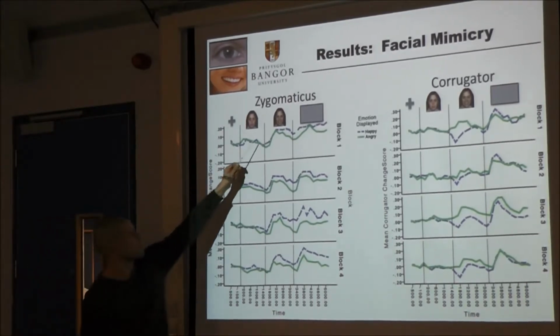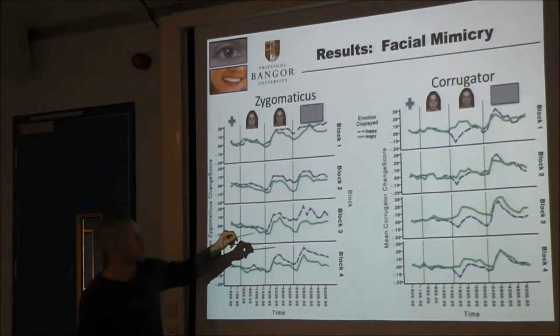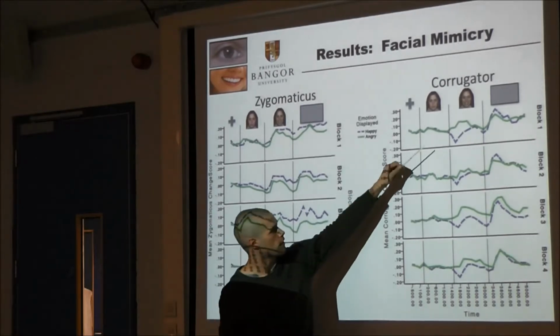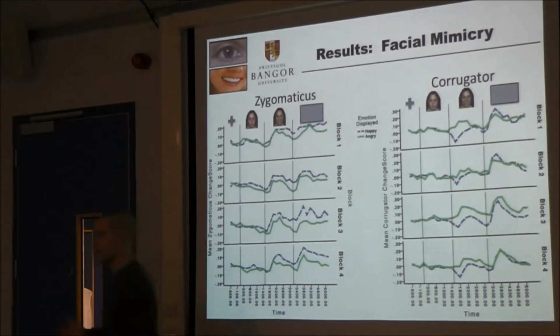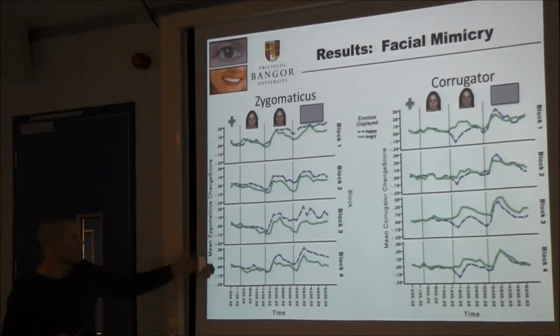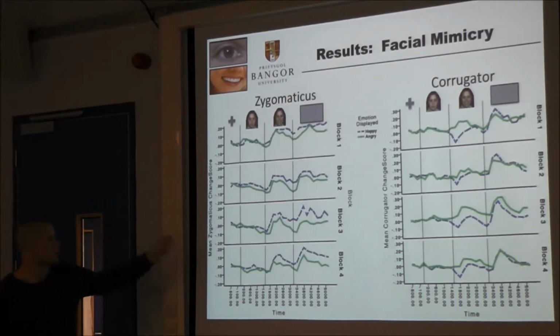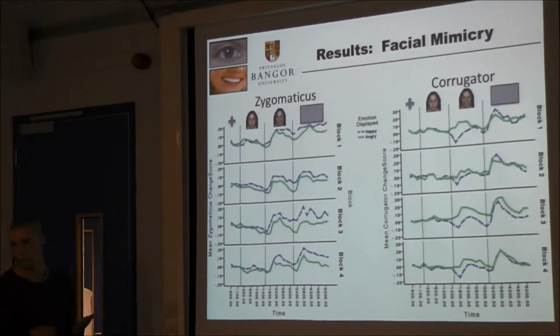In the zygomaticus, we can see consistently that zygomaticus activity is greater to happy faces, so this blue dashed line, than it is to angry faces. And corrugator supercilii activity, the opposite, is greater to angry faces than happy faces. So we replicate again our passive facial mimicry effect. We see this across all 4 blocks. This is very consistent. In fact, in this data, and I'm not going to show it on this graph, there's an interesting effect as well, where in the later blocks, the participants start to activate this mimicry earlier on in the trial.